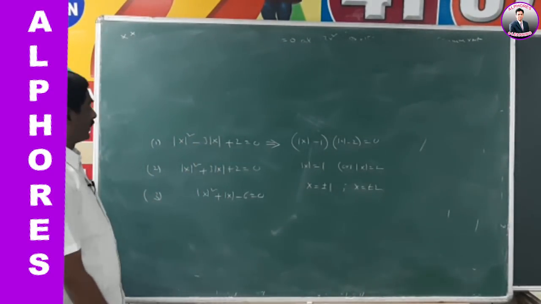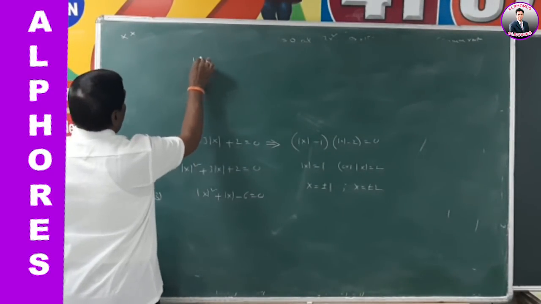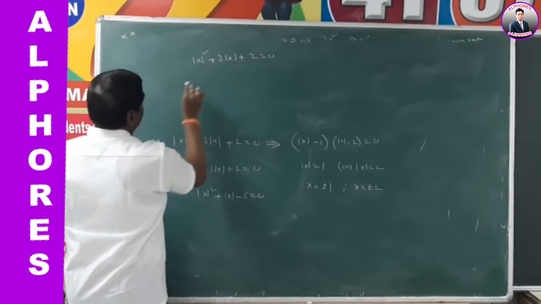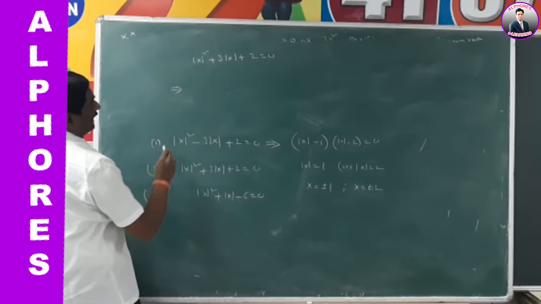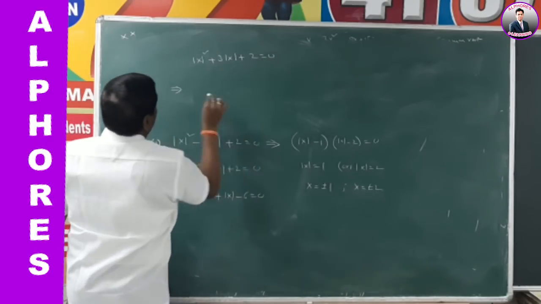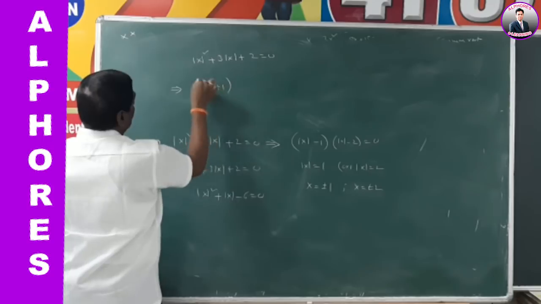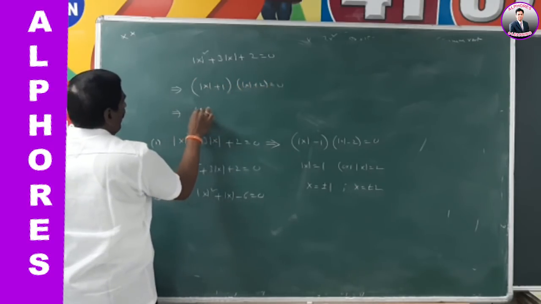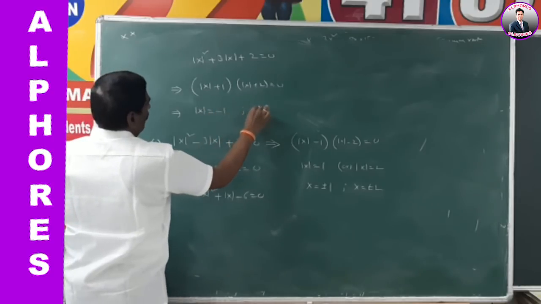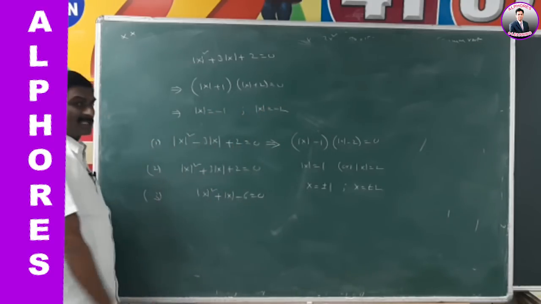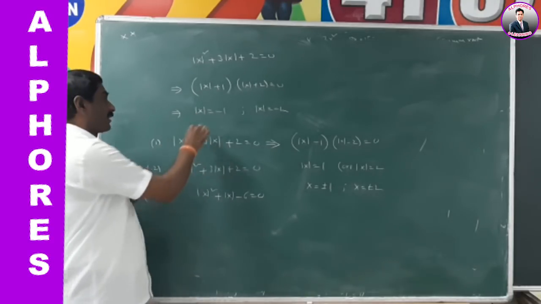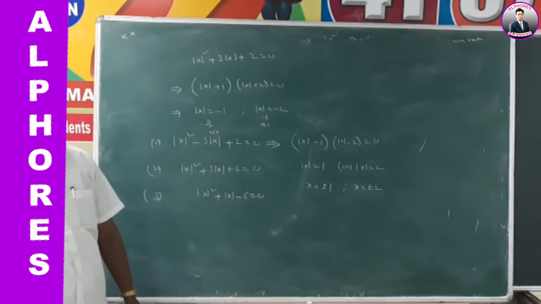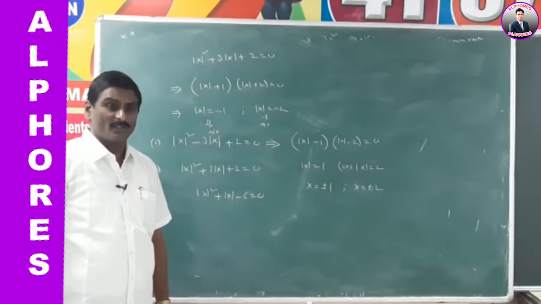Next, the second one. Mod x square plus 3 mod x plus 2 is equal to 0. After factorization, it can be reduced into (mod x plus 1) into (mod x plus 2) is equal to 0. That means mod x is equal to minus 1 or mod x is equal to minus 2. Mod x is always positive, so it is meaningless. Here no solution. Here also no solution. Finally, number of solutions is 0.